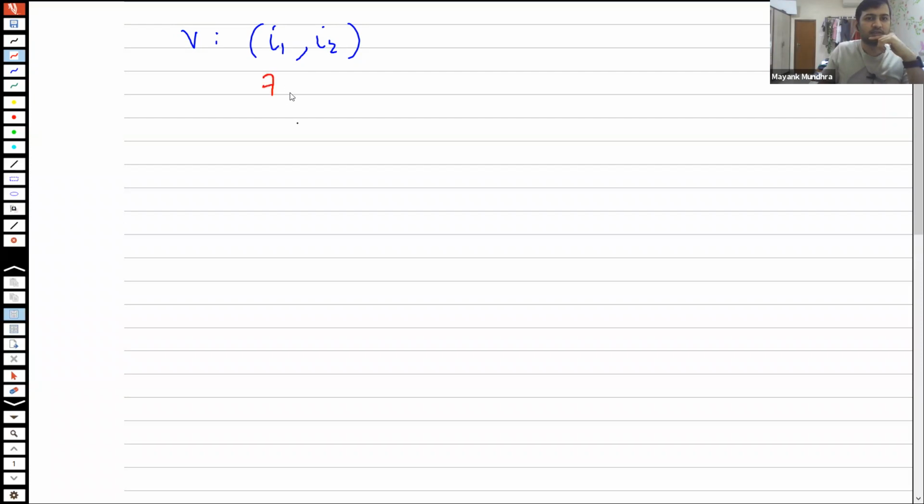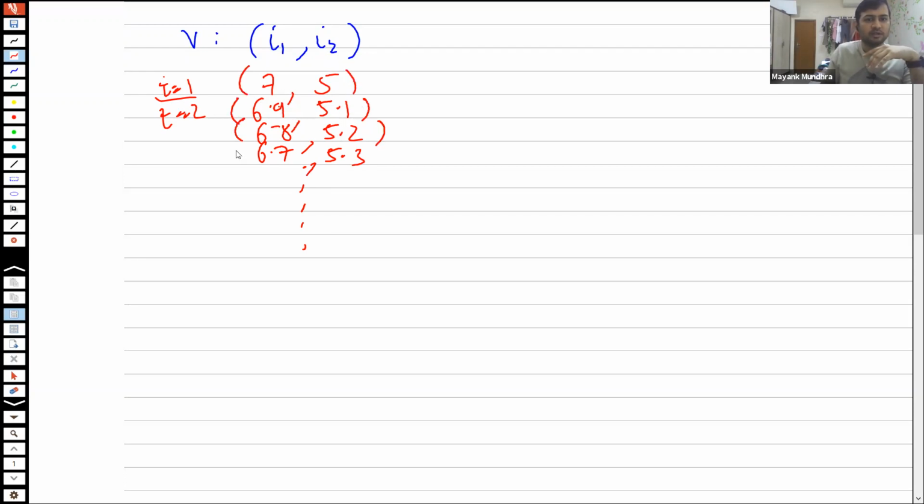This sequence basically looks like this. This bank starts with an interest of 7, this bank starts with 5. Then this becomes 6.9, this becomes 5.1. So this is in time period 1, this is in time period 2. Then it becomes 6.8, 5.2, and so on it goes. I hope you can see the pattern now. The bank 2 interest rate keeps increasing by 0.1, and the bank 1 interest rate keeps reducing by 0.1. So after some years, I2 will become greater than I1.